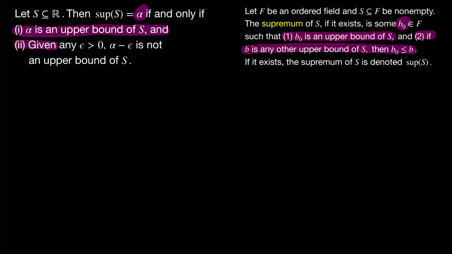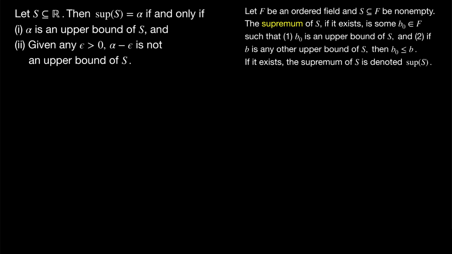And the second condition of our equivalent definition is saying the same thing, but in a slightly different way. This condition is saying if we subtract any positive number epsilon from the supremum alpha, no matter how small epsilon is, the resulting number will not be an upper bound of S, because alpha, the supremum, is the least upper bound. So if we subtract anything from it, we will no longer have an upper bound. So hopefully that seems intuitive. Let's get into the proof.